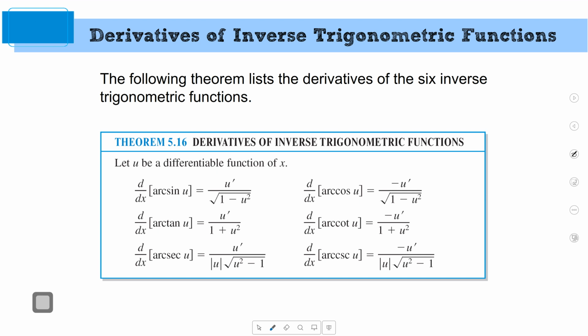Now, why would I bother doing that? I know you don't care about it. However, if on the AP test, all of a sudden you lock up and you can't remember what the derivative of the arc cotangent is, maybe seeing this method will give you a little opportunity to figure out what the formula is.